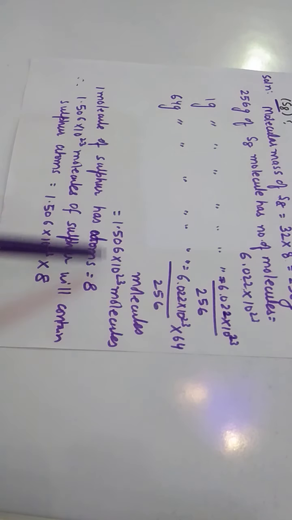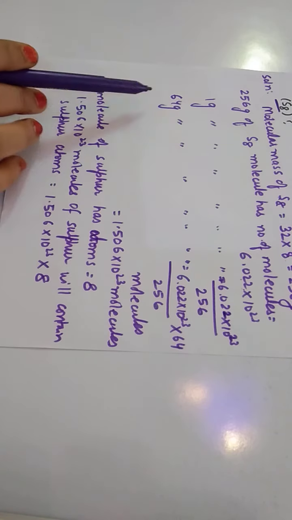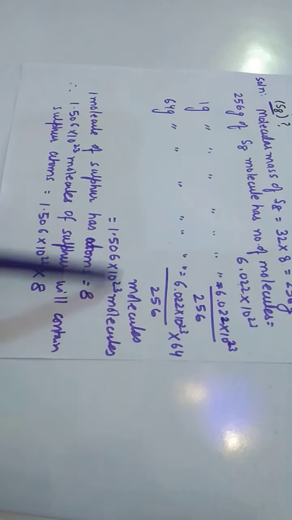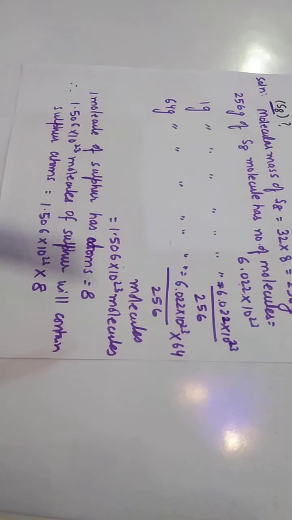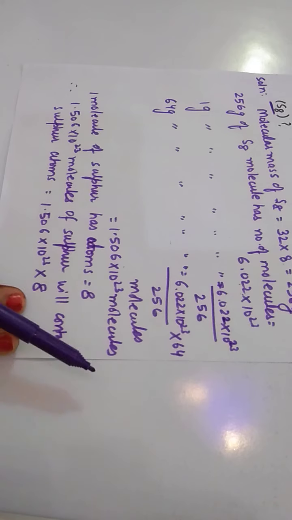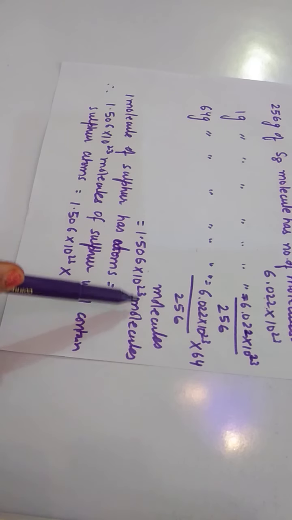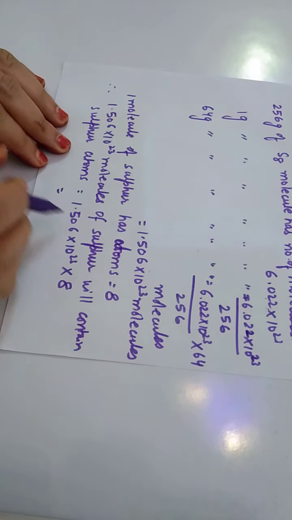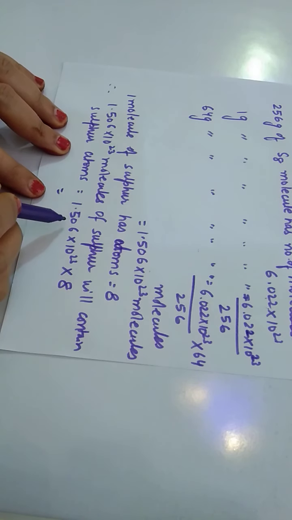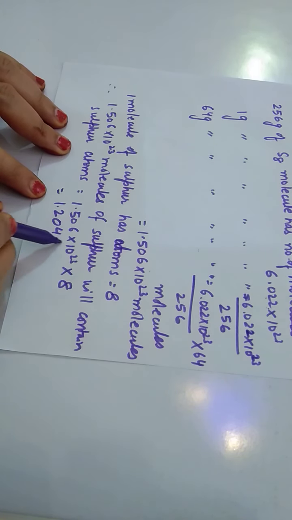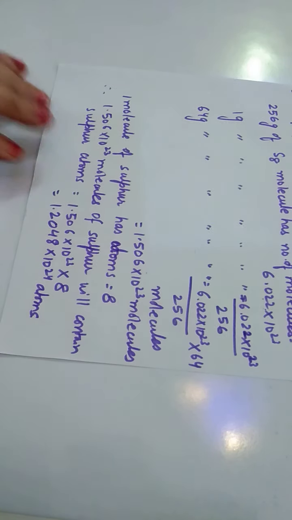That is, 64 gram of S8 molecule is having this much number of molecules, 1.506 into 10 to the power 23 molecules. So, as one sulfur molecule has 8 atoms, you will multiply this number of molecules into number of atoms. So you will get the number of atoms. They came out to be 1.2048 into 10 to the power 24 atoms. So, this is the answer.